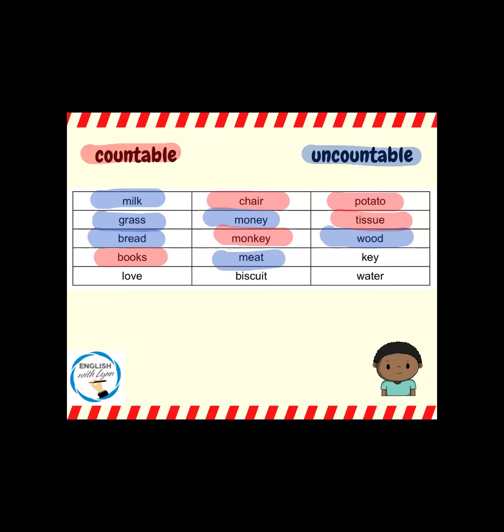The next one, a key. So you've got one key, two keys, three keys. So you can count the number of keys that are on your key ring. So that is a countable noun.